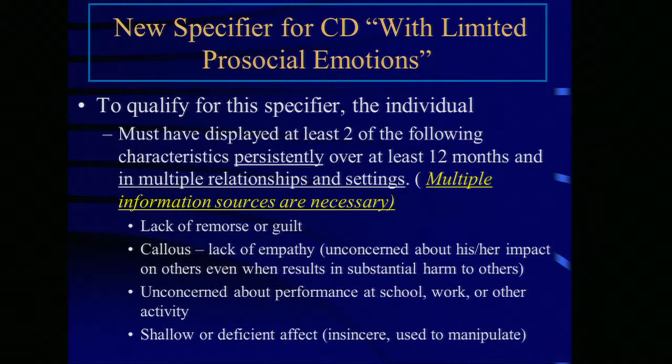To qualify for the specifier, in all these multiple settings and with multiple people, there needs to be a lack of remorse or guilt, a callousness, a lack of empathy, being unconcerned about his or her impact on others, even when it results in substantial harm to other people, unconcerned about their performance at school, work, or other activity, shallow or deficient affect, just that they're using emotions to manipulate the situation.